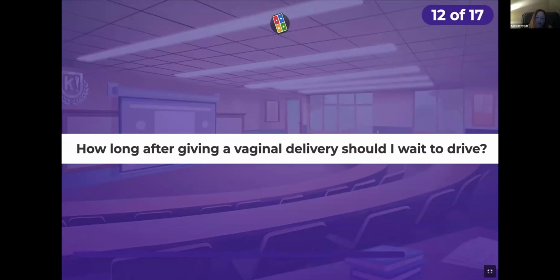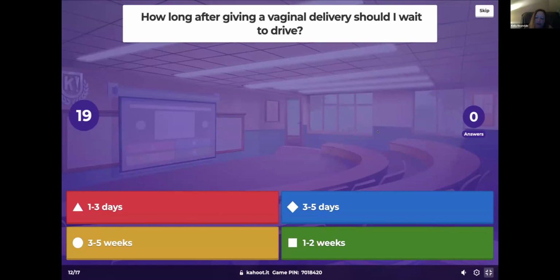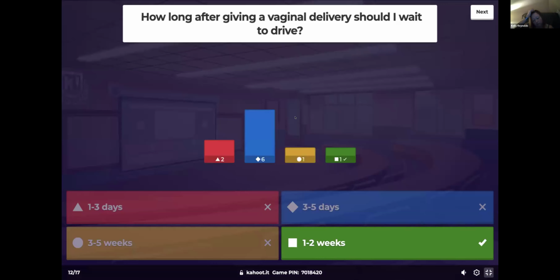How long after a vaginal delivery should I wait to drive? 1 to 3 days, 3 to 5 days, 3 to 5 weeks, 1 to 2 weeks. One to 2 weeks for vaginal delivery. Why is that? I would have picked the 3 to 5 days. Why is that?